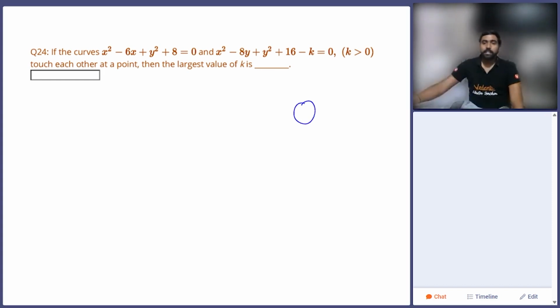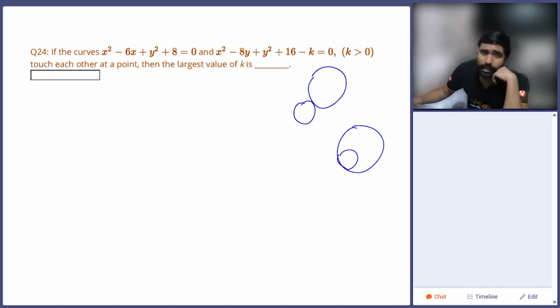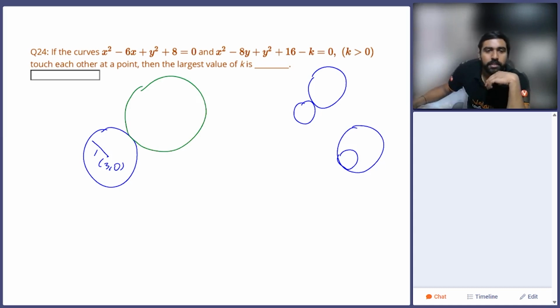Okay. So touching each other, two circles touching each other, there are basically two possibilities. One is like this and another is like this. So these are the two possibilities that we have, right? So the first circle is completely defined. Let's take a look at this circle first. So the center is at what? 3, 0. And what is the radius? It is 9 minus 8, that is 1. Okay, radius is 1.